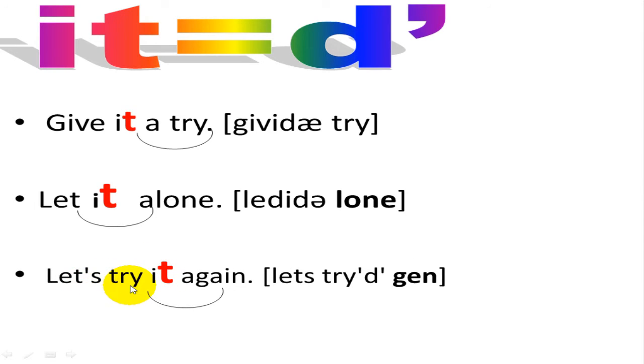Let's try it again. So T between the sound of I and the sound of a vowel. Let's try it again. Now, repeat after me. Give it a try. Let it alone. Let's try it again.